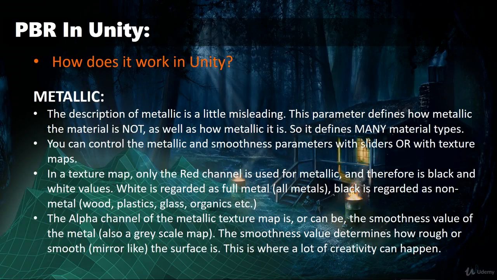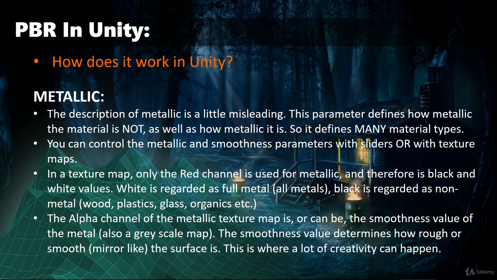Okay, so metallic. The description of metallic being metallic is actually a little misleading, because this parameter defines how metallic the material is, not as well as how metallic it is. So this parameter defines many material types. Wood, everything, plants, cloth. This parameter defines the material more than any of the others.